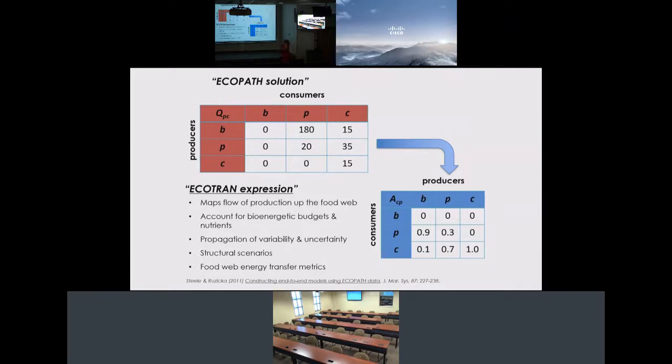And so we're able to account for bioenergetics. We can also propagate uncertainty and variability, which is really important when you're doing modeling. Perform structural scenarios. I'll show an example of that in a moment. And then lastly, output some food web transfer metrics that will allow us to look at which groups are the most inefficient at moving energy between our subdomains as well as between functional groups.